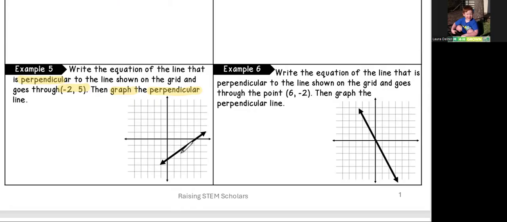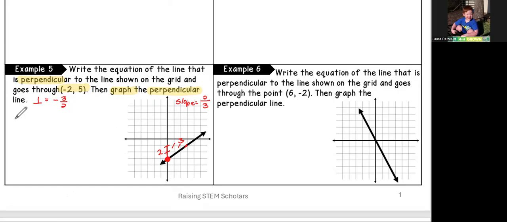So the slope of this line, I can see it crosses here. Let's see, it crosses there and then it crosses here. So it looks like it goes up 2 and over 1, 2, 3. So my original slope is 2/3. Okay. But my perpendicular slope is going to be -3/2. So that's going to be the one that we use.